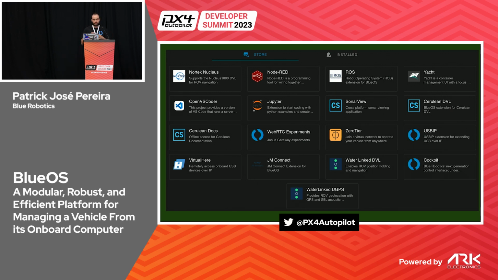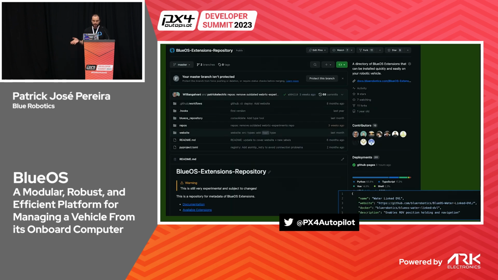We have USB/IP for accessing USB devices that are connected on the companion computer, because sometimes you have a sensor that doesn't have a driver on Linux, and only has a driver on Windows. So with USB/IP, you can connect this device on the Raspberry Pi, on the companion computer, and you can access it directly on the computer that you're running, on your Surface computer, to access the USB device on the vehicle. We also have VirtualHere for remote USB access as well, and other extensions. I'll talk more about Cockpit later as well. And everything is available on our store.